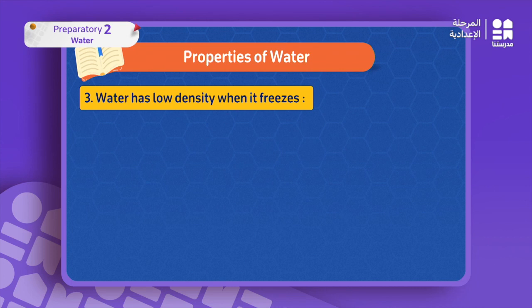The third point that we want to talk about which is water has low density when it freezes. Water when it changes into ice, ice has less density. Ice which is the solid state of water has less density than water in liquid state. ليه؟ عشان نفهم أكتر ليه تعالوا نحاول يعني نرسمها كده مع بعض على البورد.